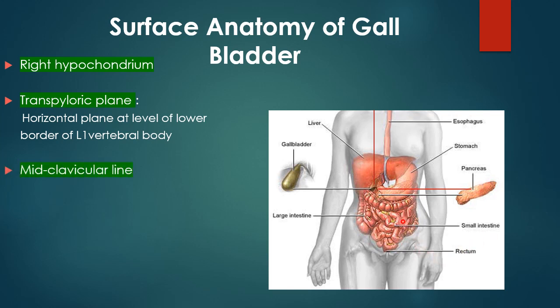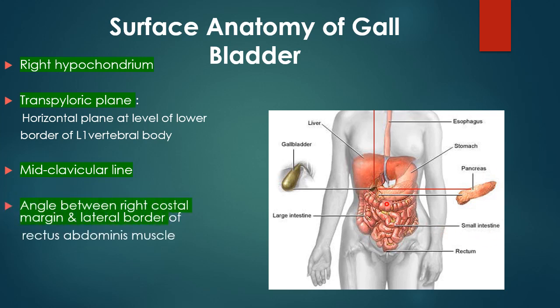The third one I find very useful to identify in patients is the mid-clavicular line. A line drawn from the midpoint of the clavicle perpendicularly runs down, and where it meets the right costal margin is where the gallbladder is located. And the last landmark is the angle between the right costal margin and the lateral border of the rectus abdominis muscle. So these are the 4 landmarks that will help to locate the gallbladder on the patient.